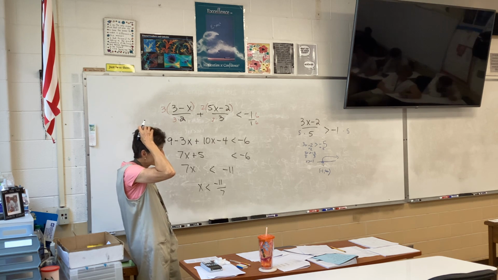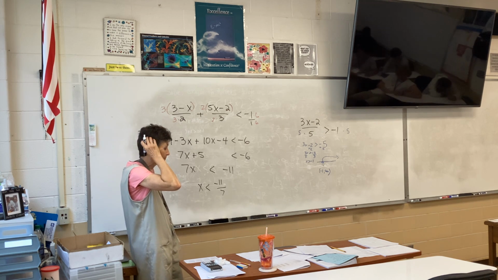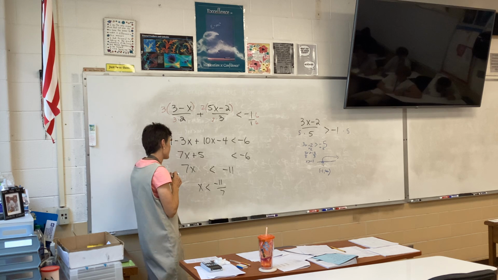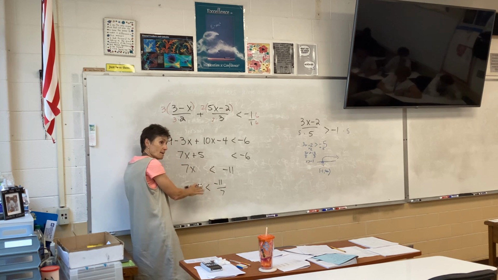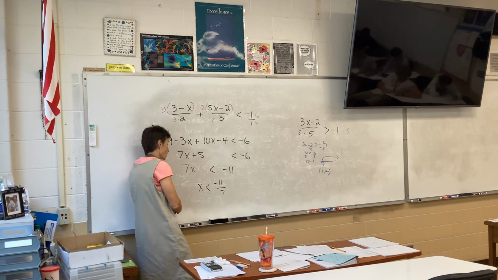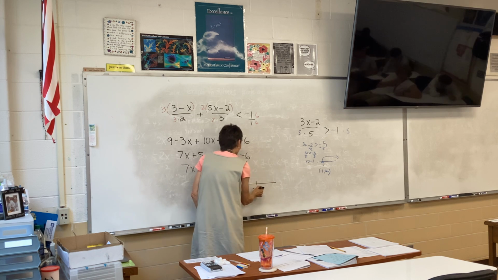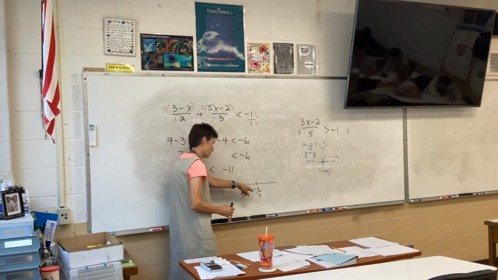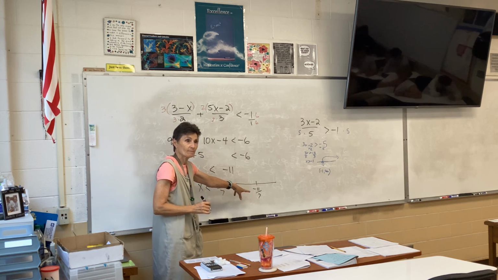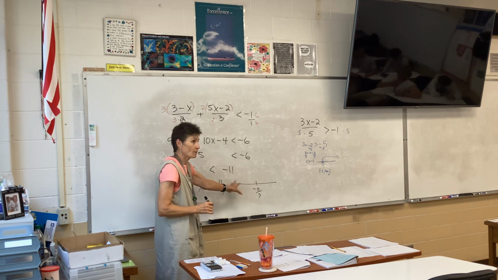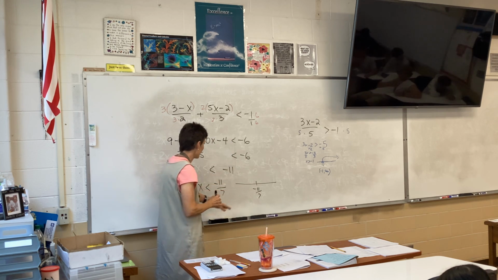Let's take a minute. We only have one more problem to do. You're doing great. Is this okay with everybody? Is that making sense? All right, so on a number line, don't worry about where to put it. Just put a negative 11 sevenths right there. Don't worry about putting other numbers on there. Just pop that one on there.